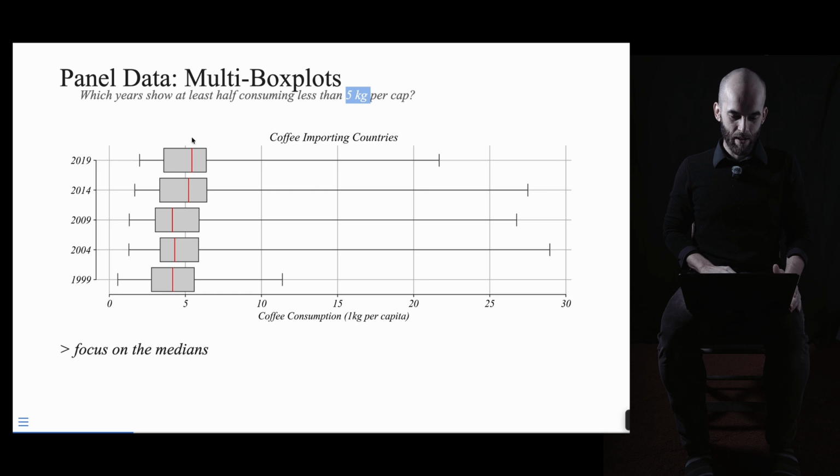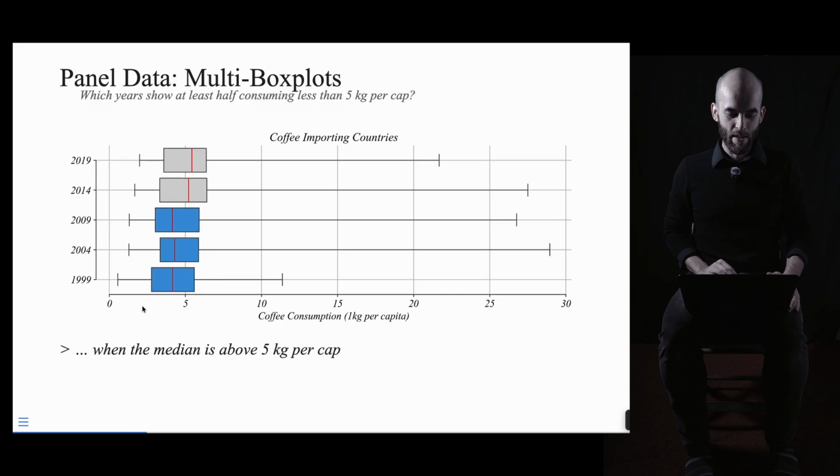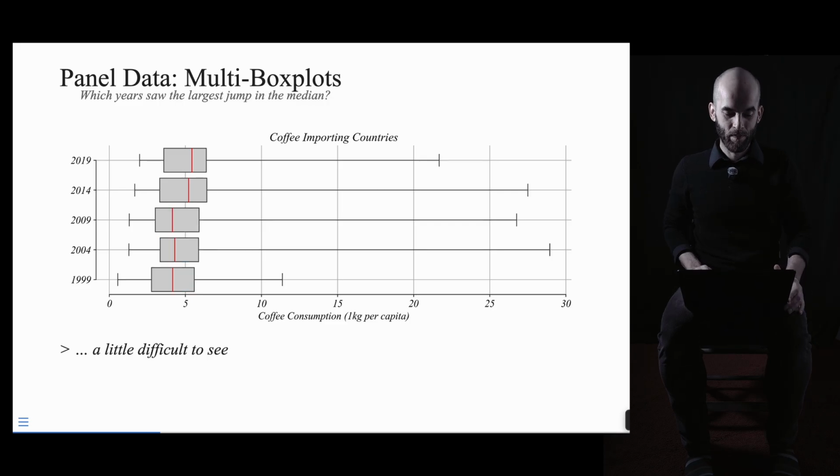So we can see that here. We have the 5 kilogram line, and then we're just making the comparison to the medians for each one of these box plots. And we're just wanting at least half consuming less than 5 kilograms per capita. So that just means we need the median to be below 5 kilograms. So it turns out it's just these 3 years. So when the median is above 5 kilograms per capita, or below, I guess. And so what this tells us is there's this general increasing trend in the medians.